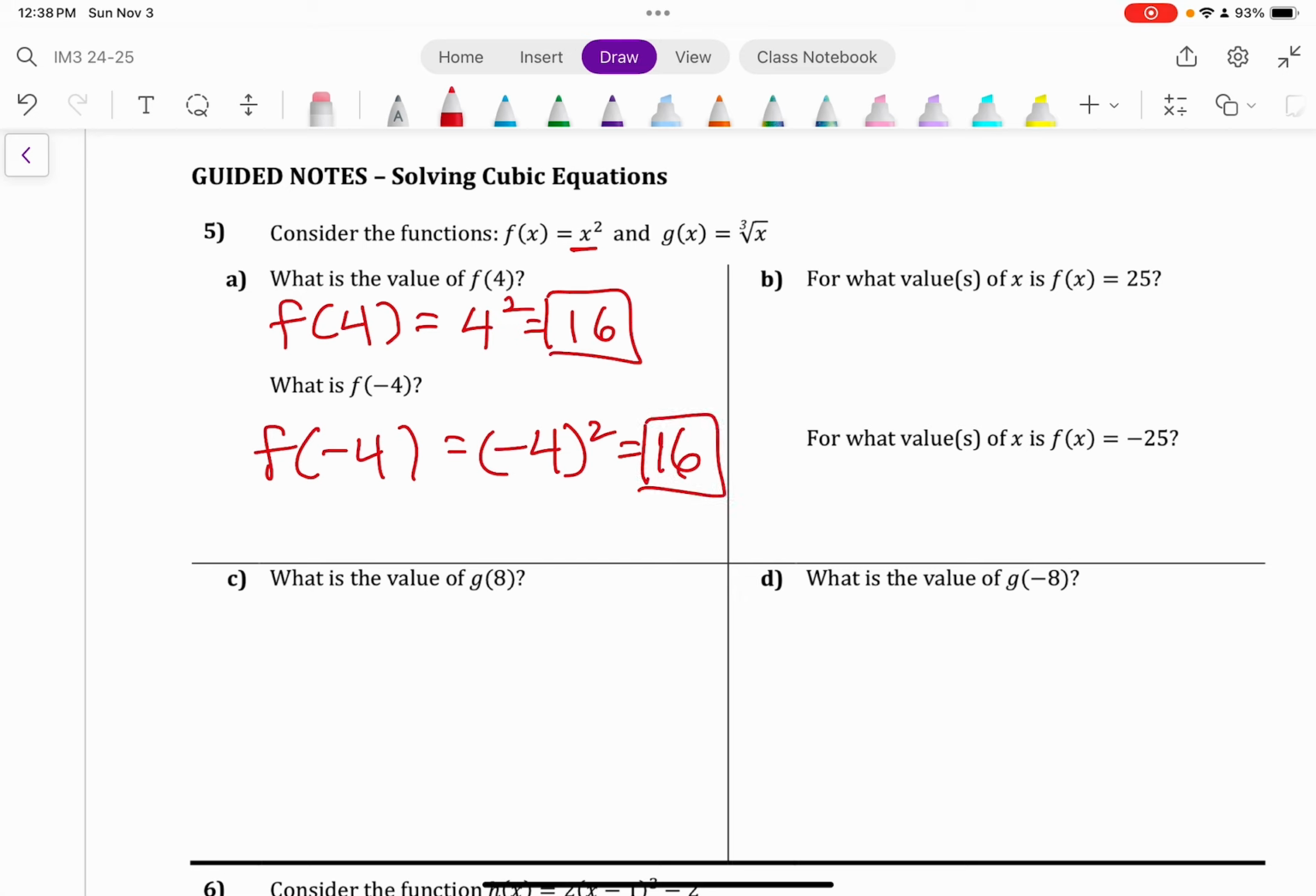Excellent. Now let's look at outputs. What if instead we're given the output? Well, now you need to set your function equal to the output. x squared equals 25. Okay, to solve for x, we would need to square root both sides. x equals plus or minus 5.